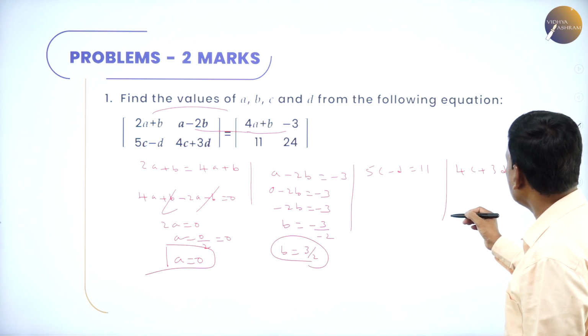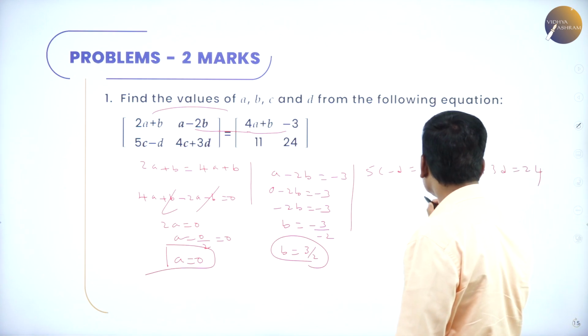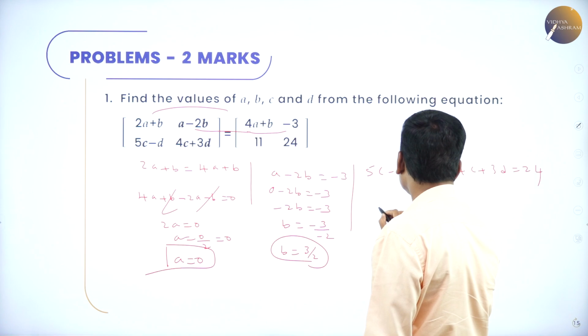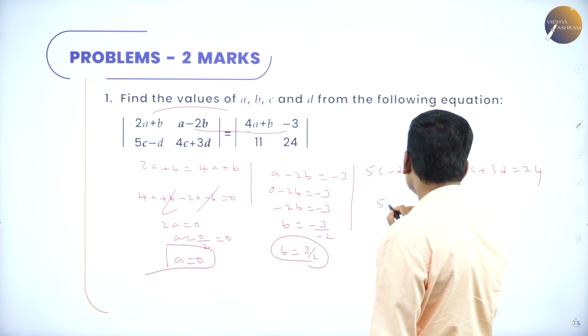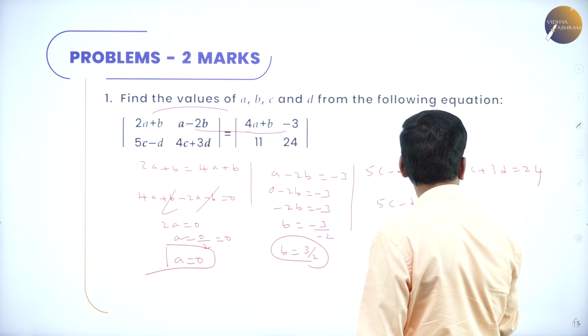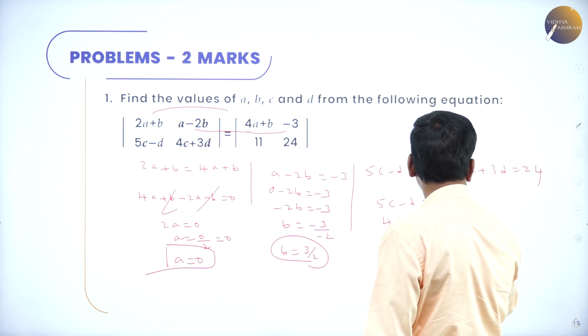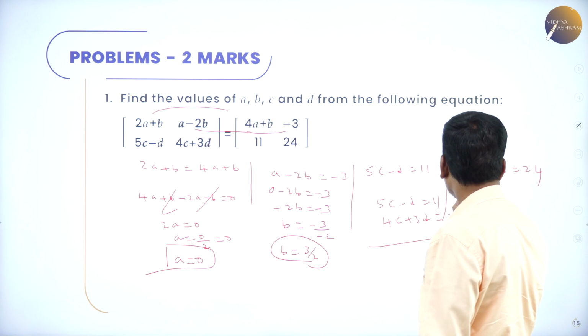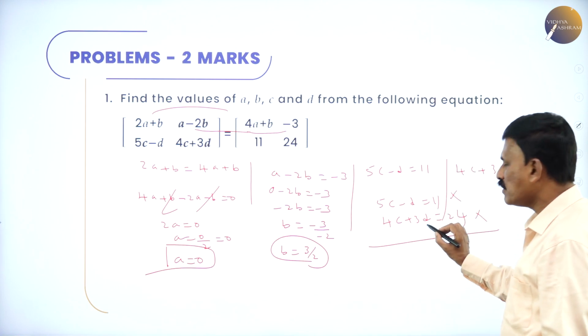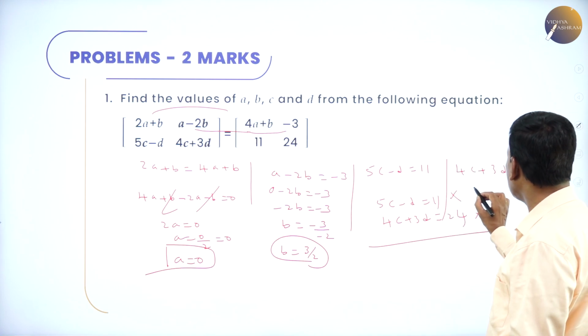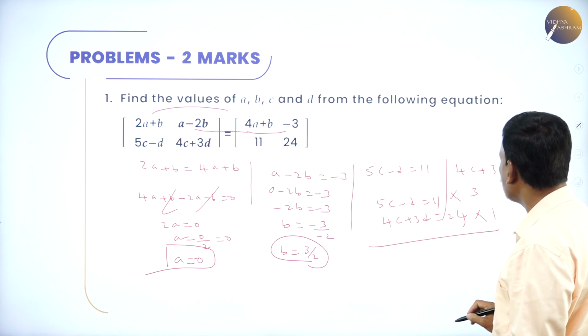So there is no value to substitute C and D. Solving these two equations: 5C minus D is equal to 11 and 4C plus 3D is equal to 24. Let us multiply this. It is a simultaneous equation, so multiply the first with 3.